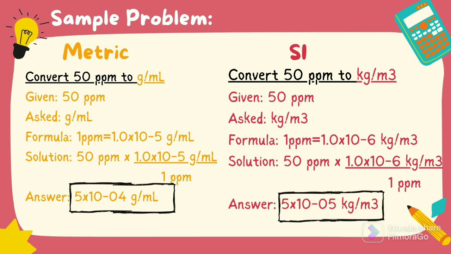And to convert 50 ppm into the SI unit kilogram per cubic meter, we should write down our given 50 ppm, our asked, which is kilogram per cubic meter, our formula: 1 ppm is equal to 1.0 times 10 to the negative 6 kilogram per cubic meter. In solving this, we just replace our given value: 50 ppm times 1.0 times 10 raised to negative 6 kilogram per cubic meter divided by 1 ppm. Cancel out the same units, multiply, and we will get the final answer 5 times 10 raised to negative 0.5 kilogram per cubic meter. And that's for our SI unit.